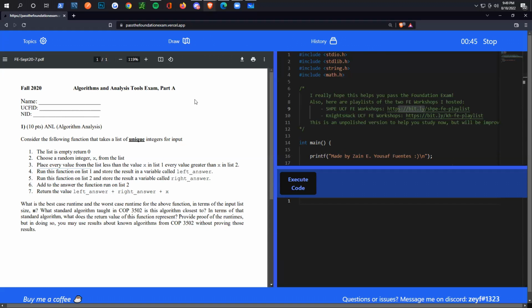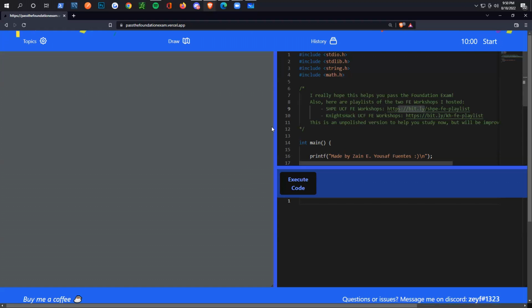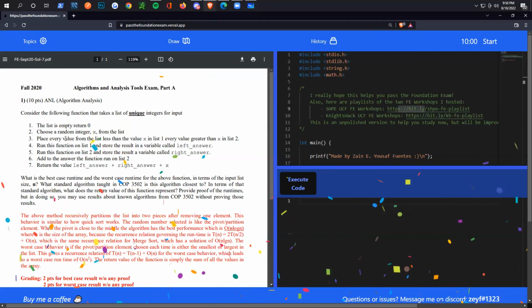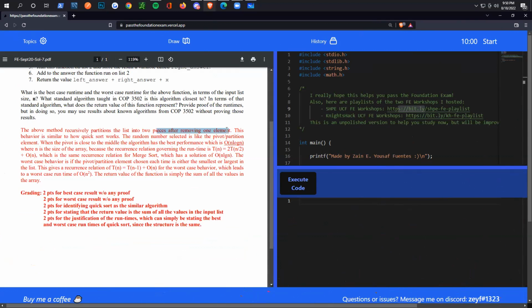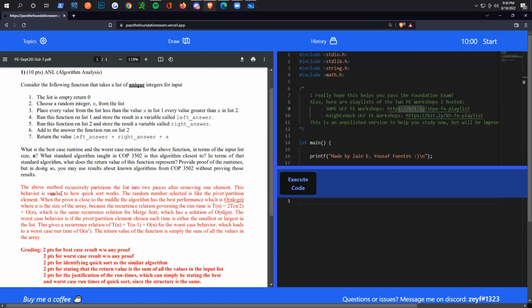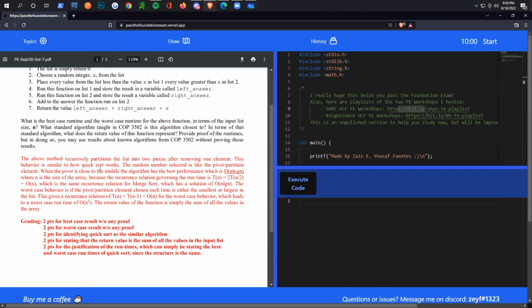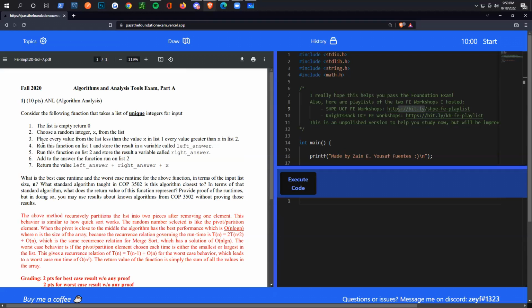So I know this question was very confusing, but we were able to get the majority of the points from it. And honestly, I'd be surprised if you got this part right here for what the answer actually returns. So it recursively partitions a list into 2 pieces after removing 1 element, similar to how quicksort works. Notice they don't even mention removing an element. You don't see it anywhere.